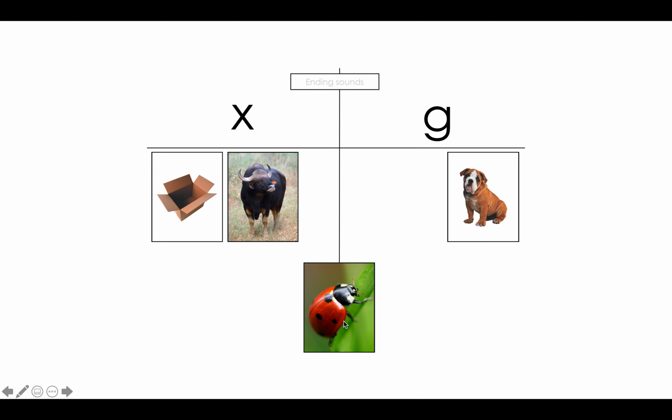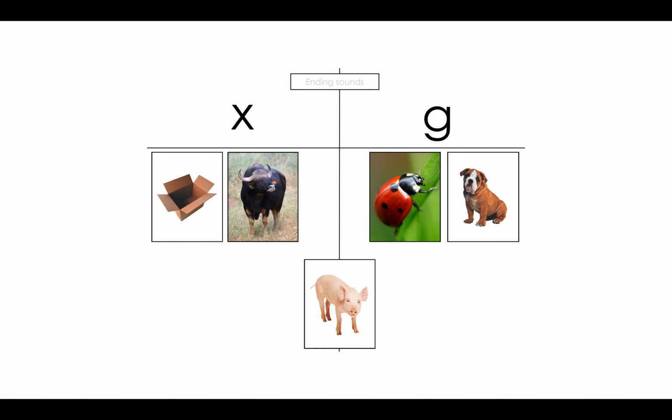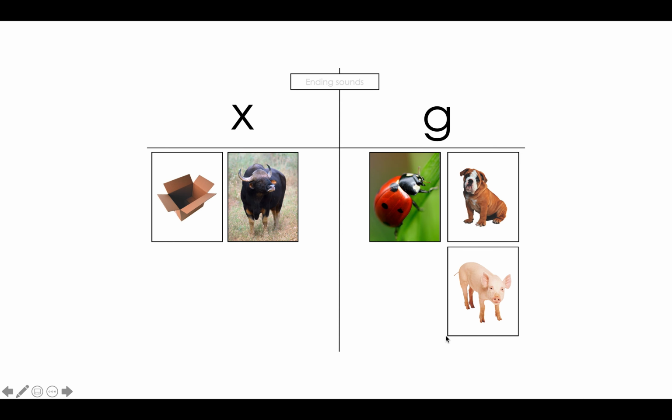Pop or chop all the sounds in bug by yourself. What is the last sound you hear in bug? You're right. The last sound is g. Great work. This is a pig. Pop or chop all the sounds you hear in pig by yourself. What is the last sound you hear in pig? You're right. The last sound in pig is g. Last one. This is a fox. Pop or chop all the sounds in fox by yourself. What is the last sound that you hear in fox? You got it. The last sound in fox is x.